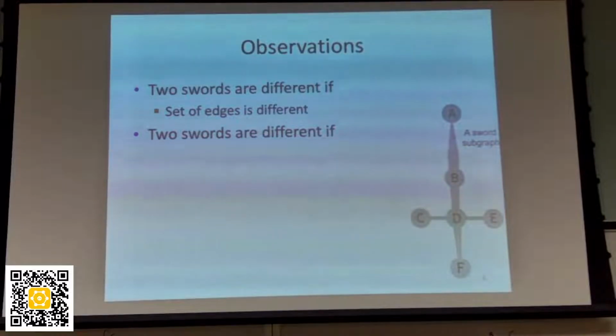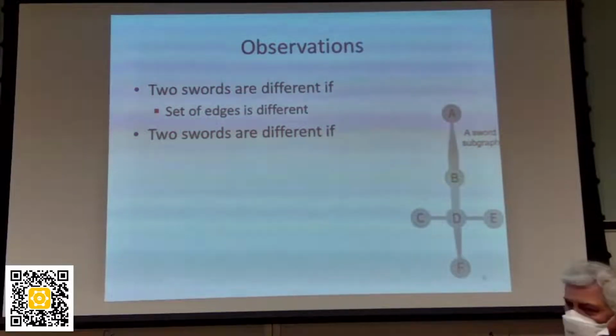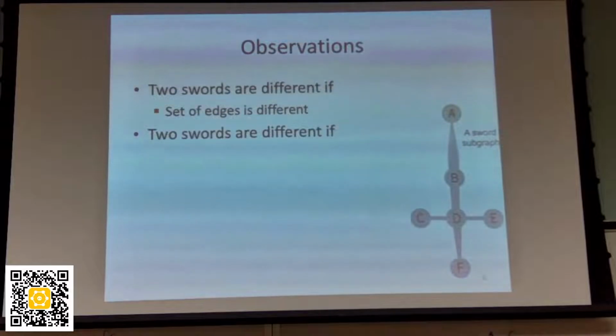As I said, the rules say that 2 swords are different if the set of edges are different. It doesn't matter if the vertices are the same or not, but the edges need to be different. Okay?